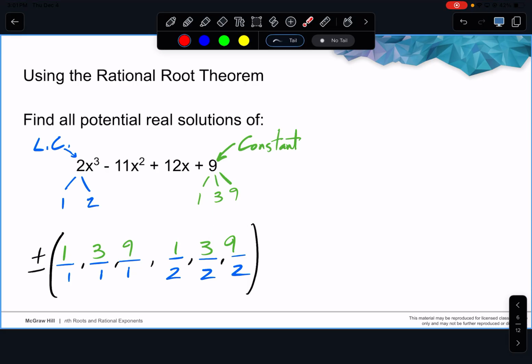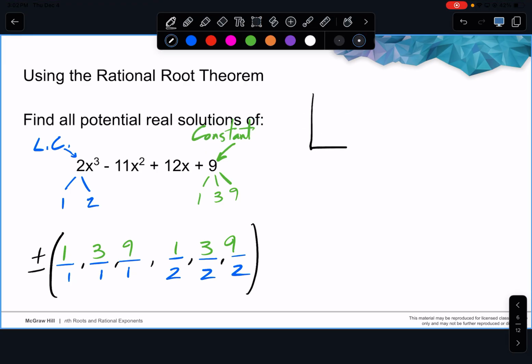So how many possible solutions do we have listed here? 12. Because I have 6 positive, 6 negative, right? So I have 12 possible solutions here. How many solutions am I going to actually have for this polynomial? 3. Right? So our list is pretty big. But what this does is help us figure out maybe what we could start with instead of just literally blindly throwing a dart at the wall.